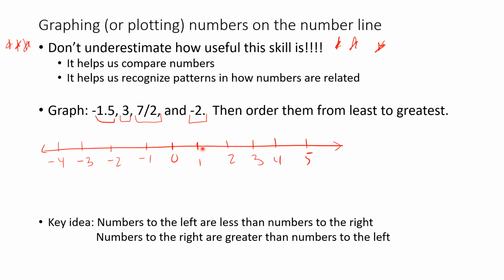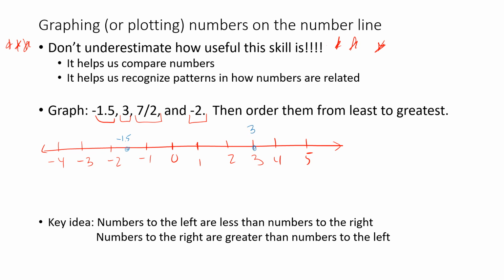If you can think of where 1.5 is, that would be between the 1 and the 2, then the -1.5 would have to be the same distance away on the other side. So this would be my -1.5. 3, probably get that with no trouble.